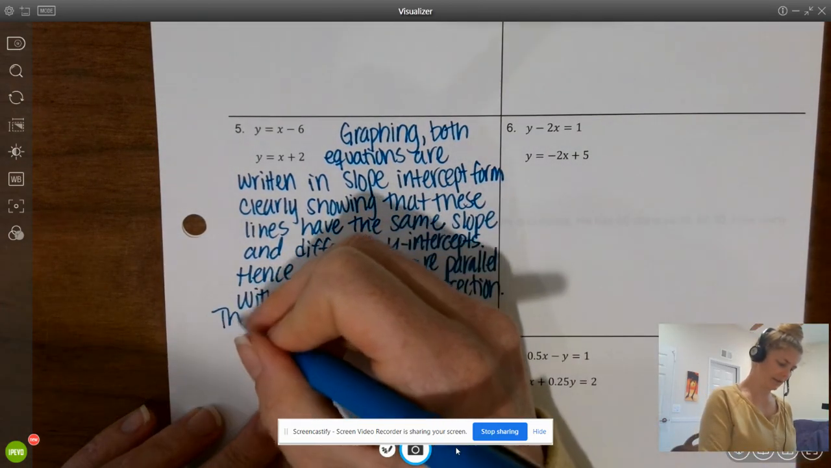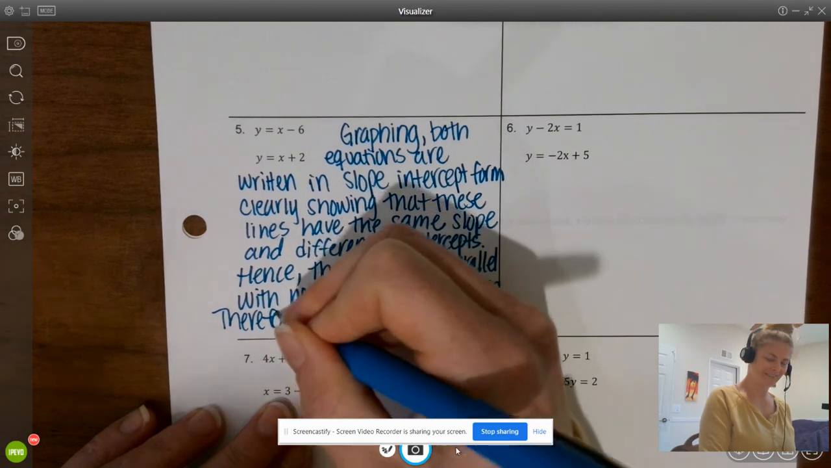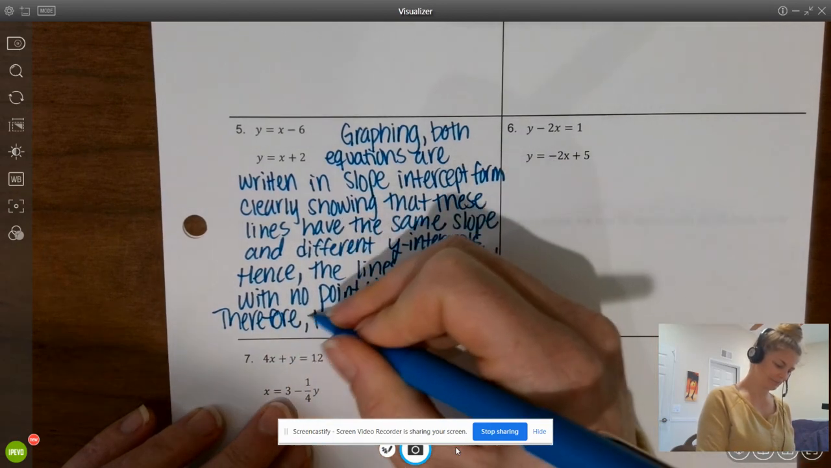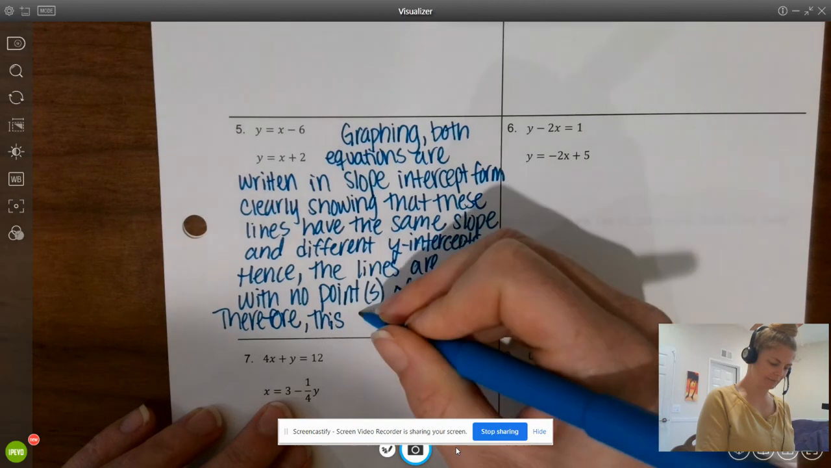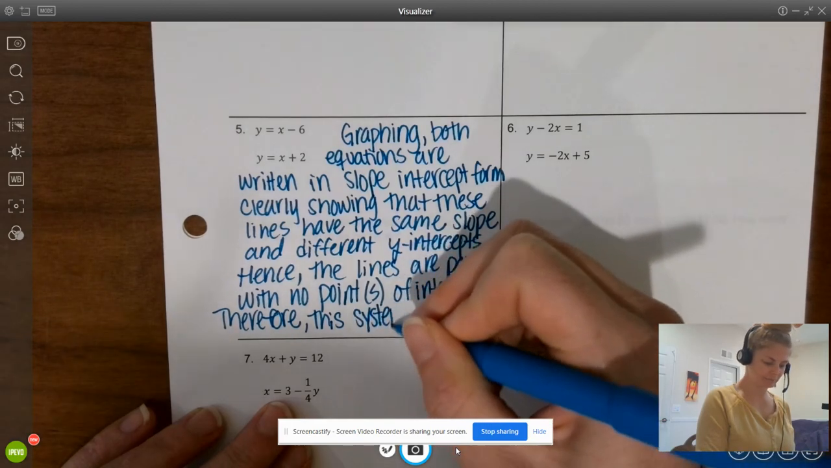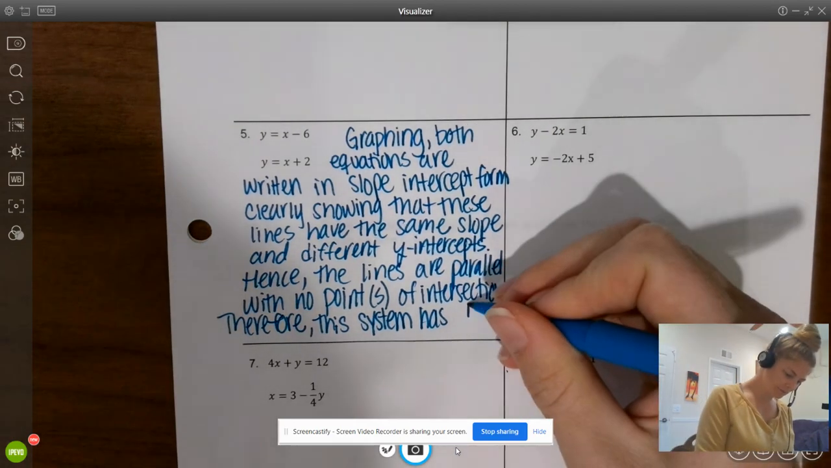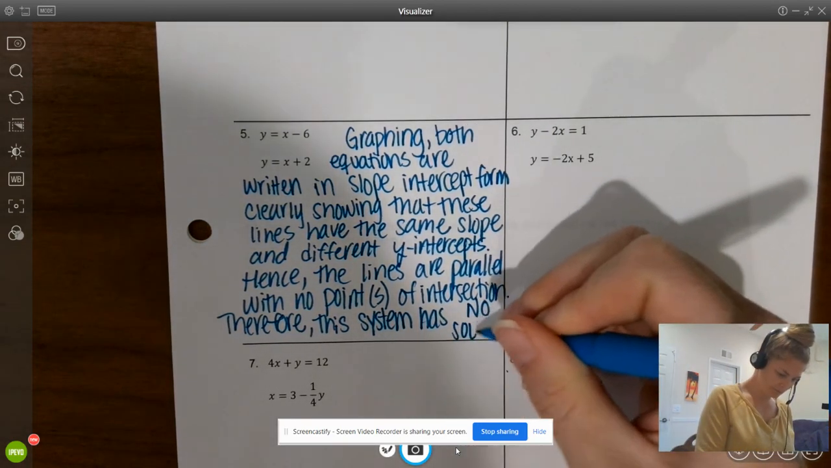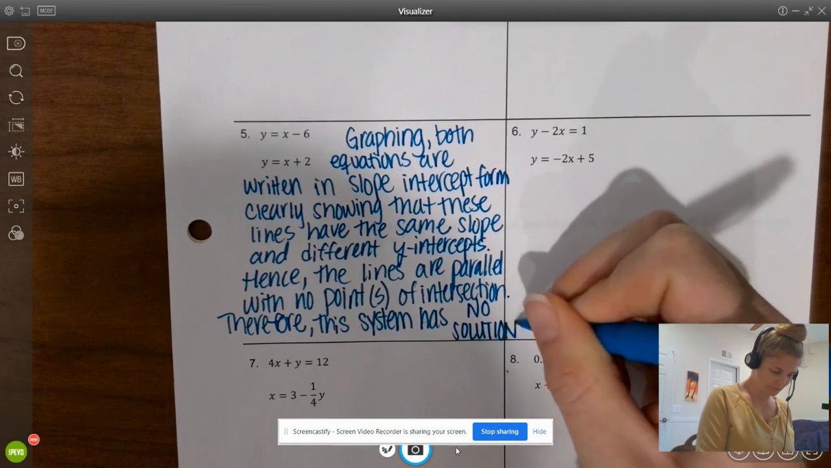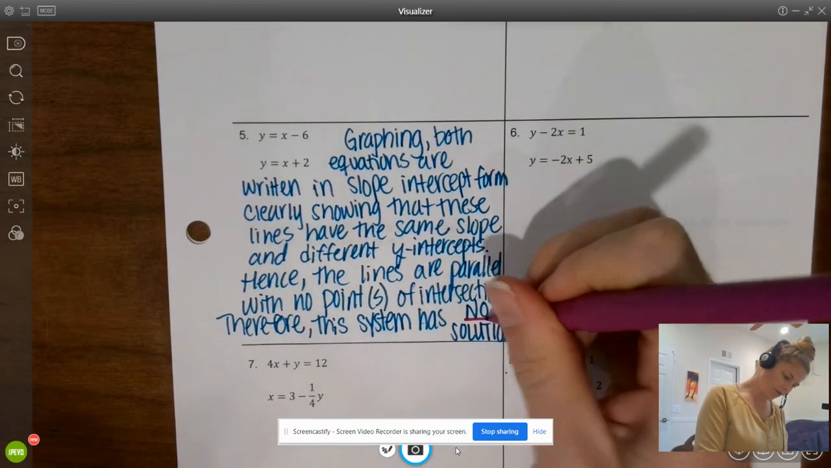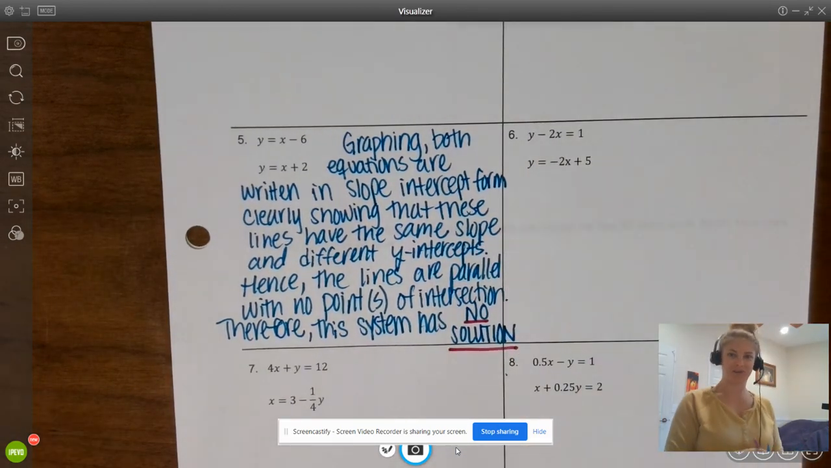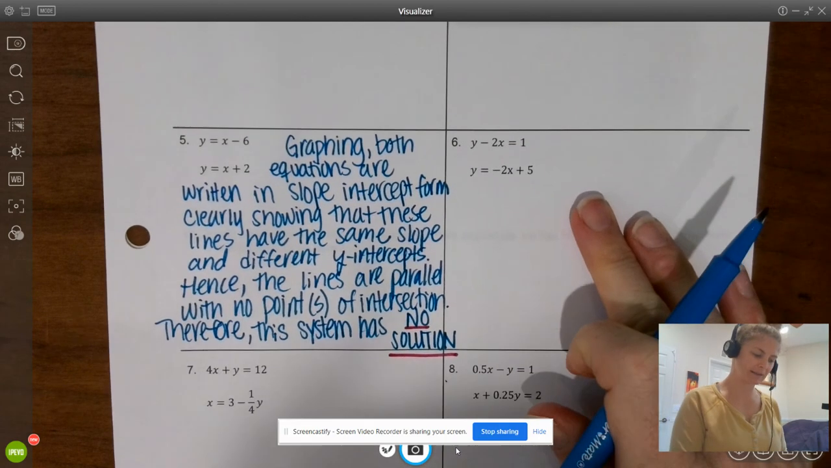Therefore, make us sound like we know what we're talking about. Fake it till you make it. This system has no solution. So we solved this one in talking about the structure. Nice. Let's look at number 6.